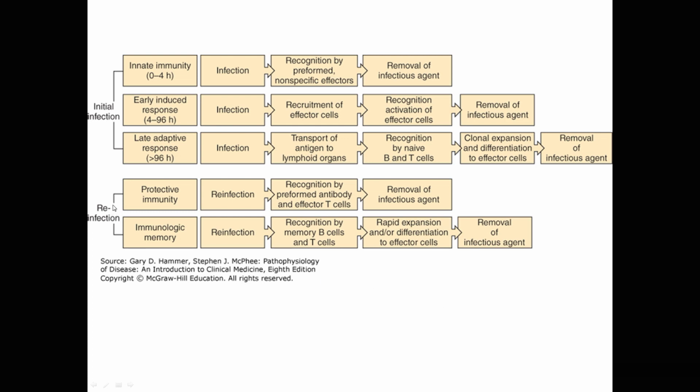Every subsequent entry of the infectious agent, the reinfection, will activate our specific, protective acquired or adaptive immunity. The reinfection will cause recognition by the preformed antibodies and T cell effectors to counterattack and remove the infectious agent. In addition, immunologic memory is activated during the reinfection, thus recognition by memory B and T cells is performed, and rapid expansion and differentiation of effector cells will cause rapid removal of the infectious agent. We are thus protected by our specific immunity.